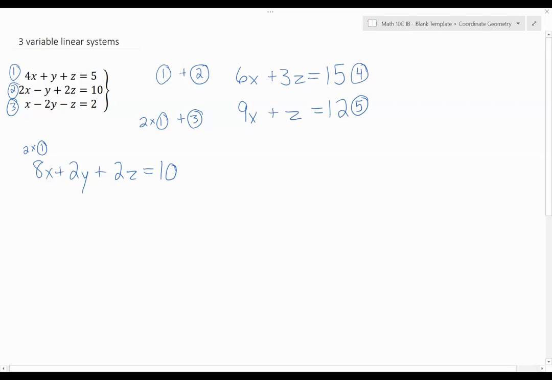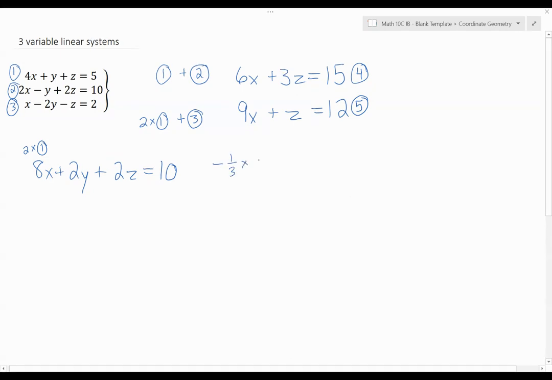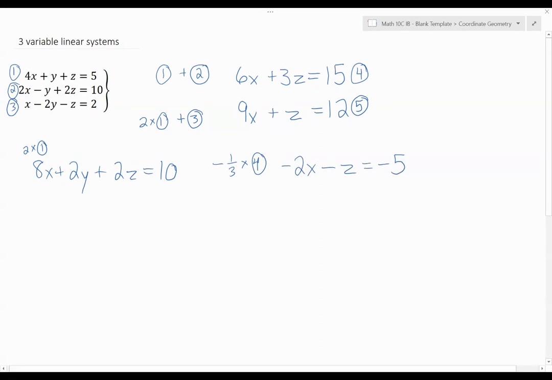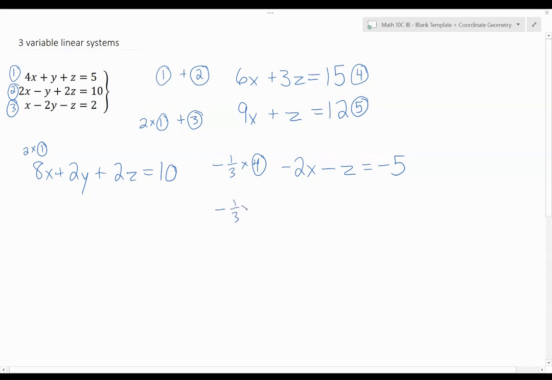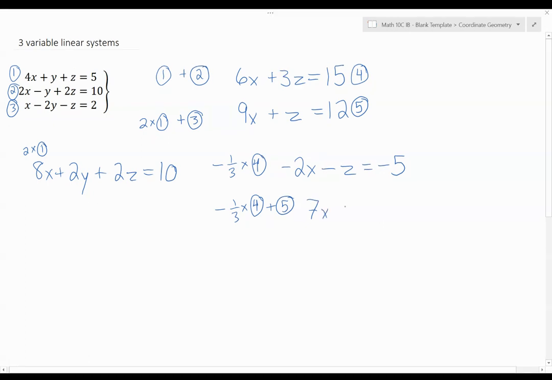Equation 4, I notice everything is divisible by 3, so I'm going to start by multiplying equation 4 by -1/3. So -1/3 times equation 4 is going to give me -2x minus z equals -5. And then to that, I'm going to add equation 5. So -2x plus 9x is 7x. Z plus z cancels. -5 plus 12 is 7, which means x is equal to 1.